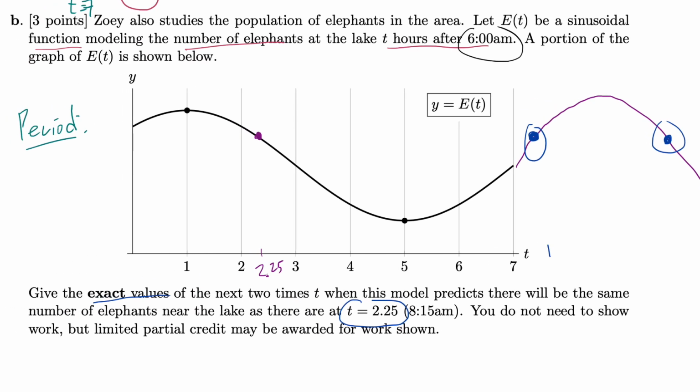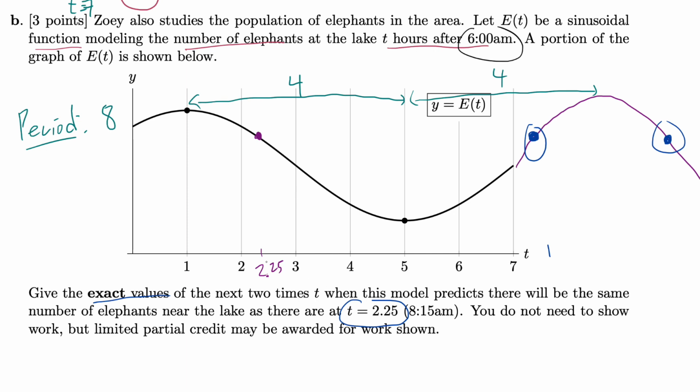But what is this distance exactly? Well, we know the distance from here to here precisely. Distance from here to here is 4. So by symmetry, distance from here to here is also going to be 4, going from minimum to maximum. So we know the period is 8. So that's good information.